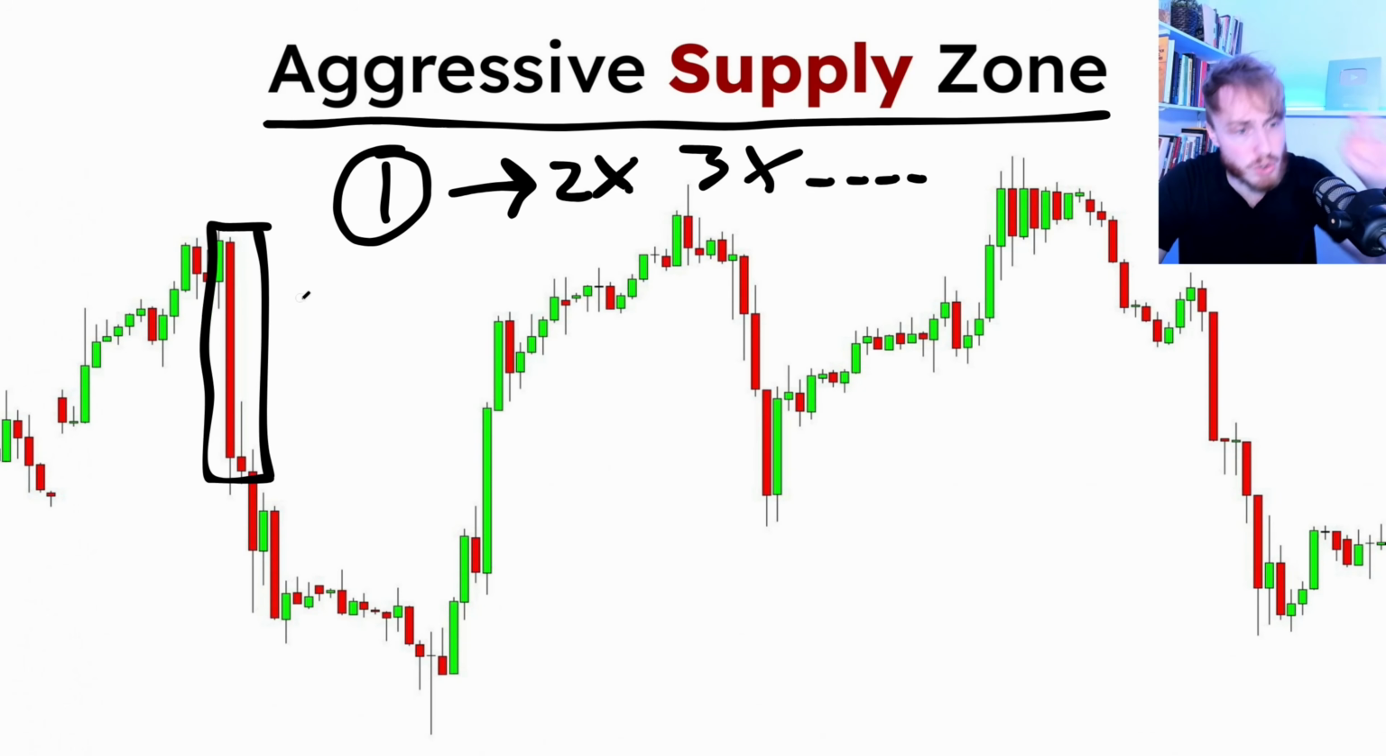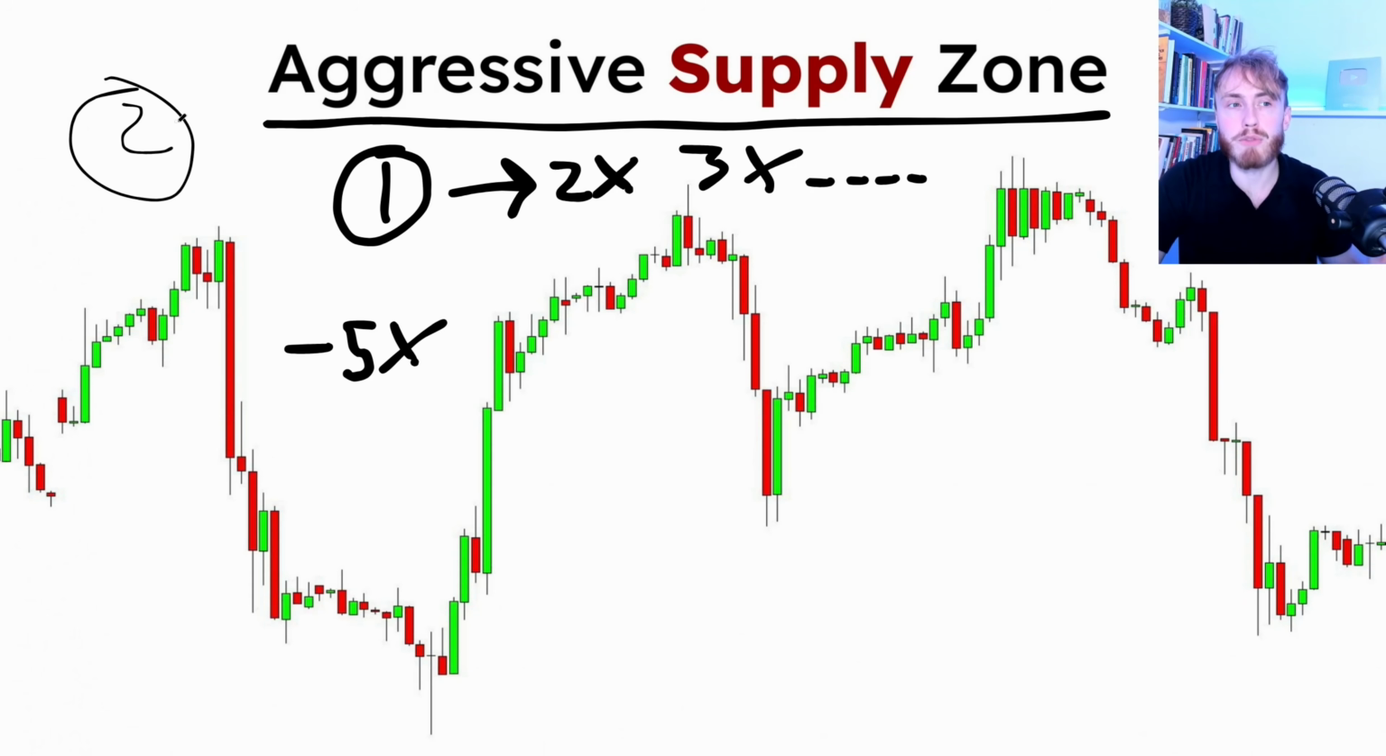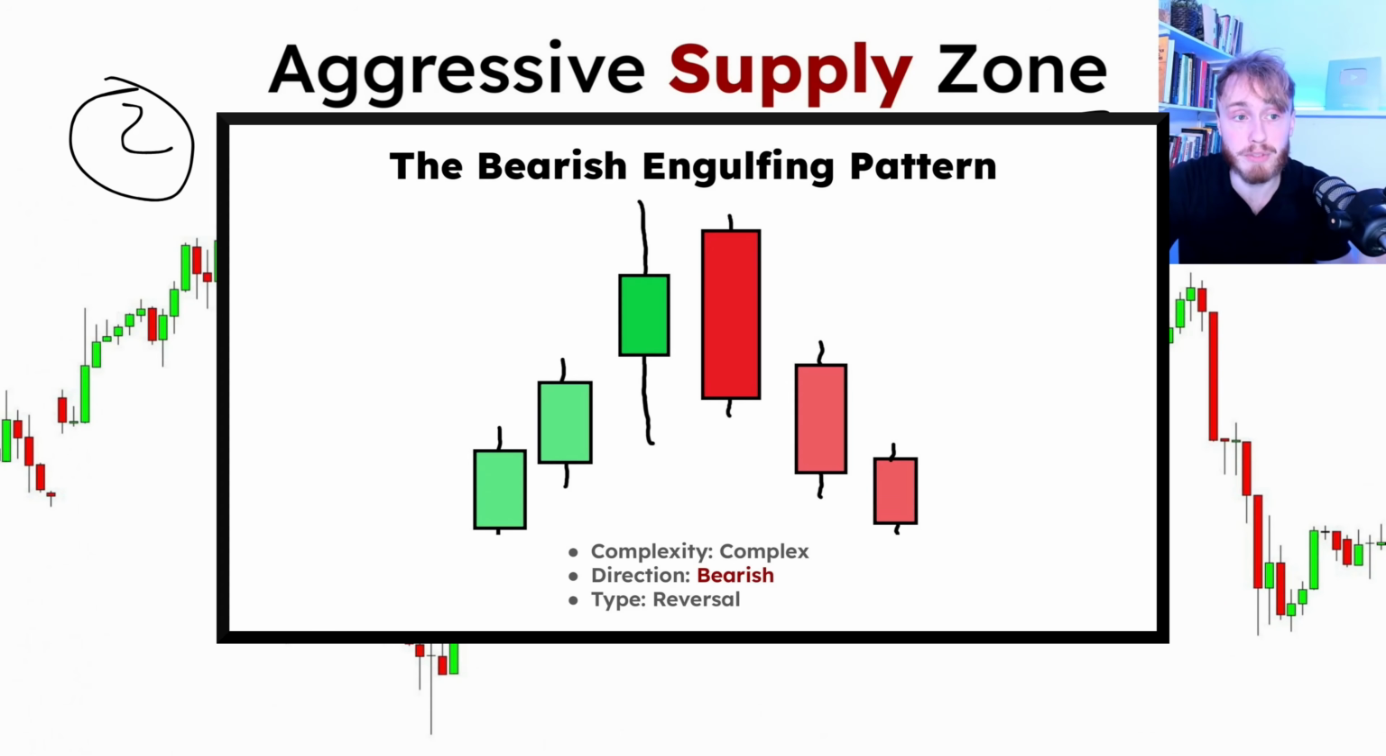You can see huge bearish momentum candle. This one is at least 5 times the size of all of the previous candles right here. So here we have a clear bearish momentum candle. The next rule here is that we're looking out for engulfing patterns, and when it comes to the aggressive supply zone, we're looking out for bearish engulfing patterns.